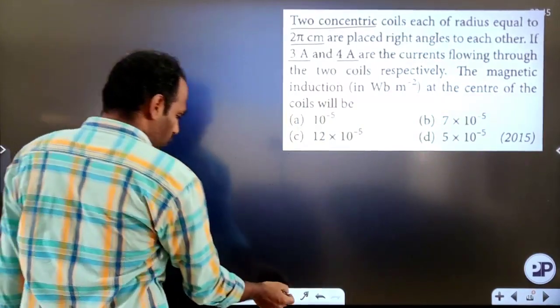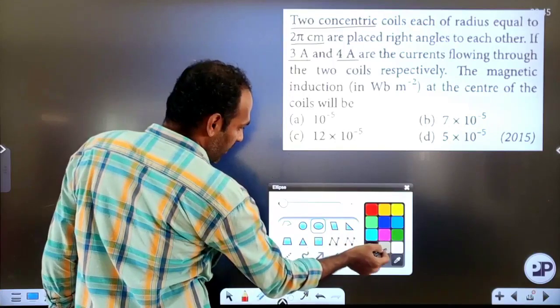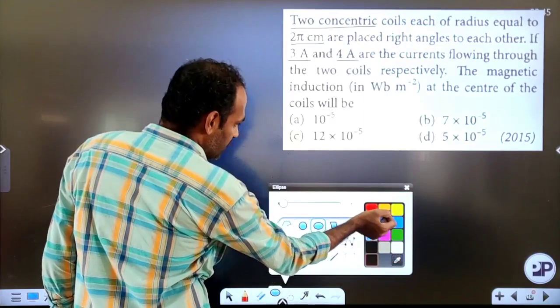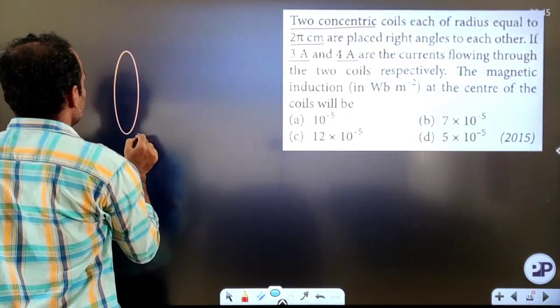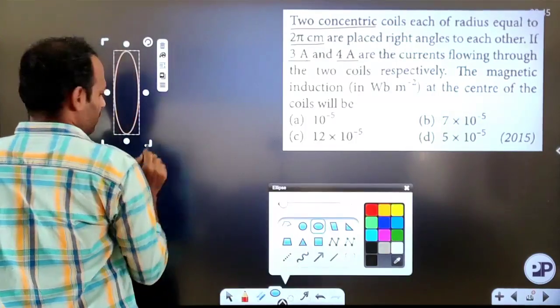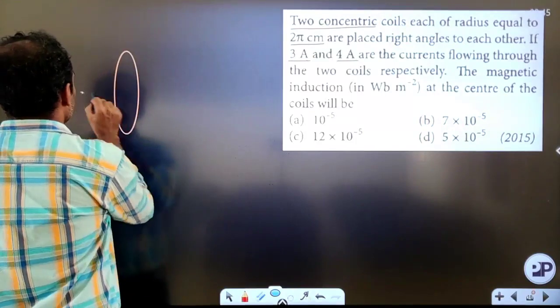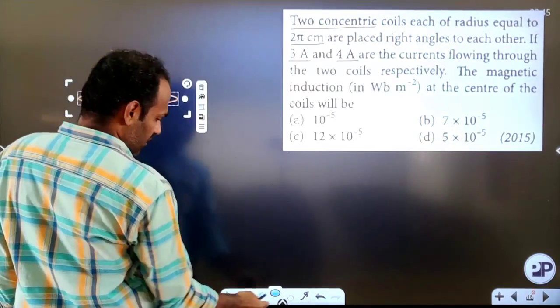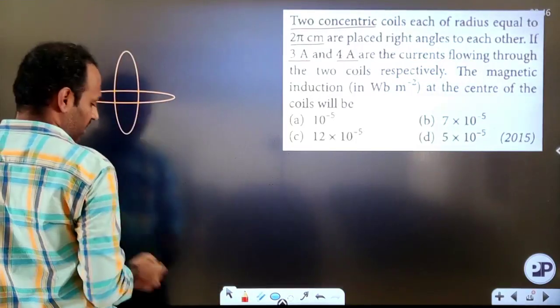Okay, see, two coils have been given. They say both the coils are perpendicular to each other. Let me say these are the two coils. This is the first coil, and this is the second coil. So two coils we are having, and the radius of both the coils is the same.